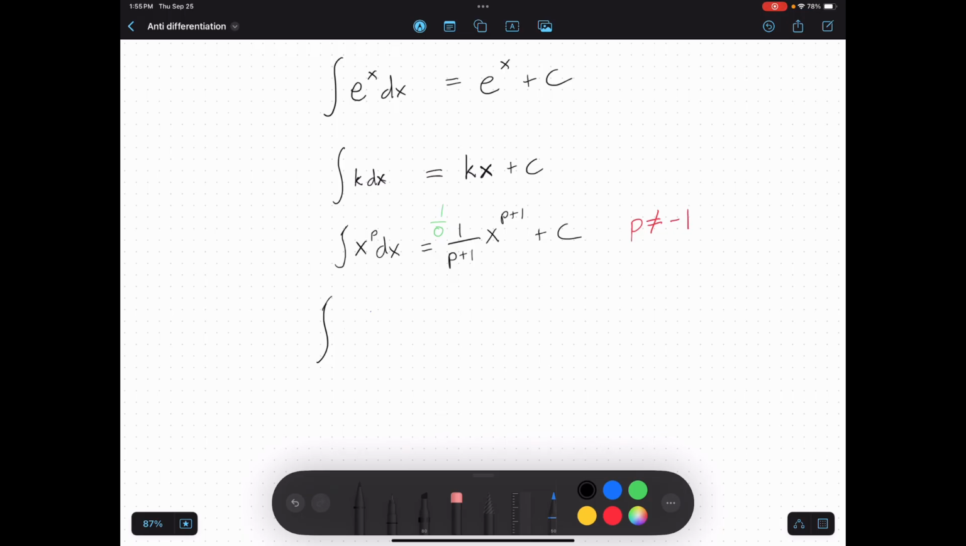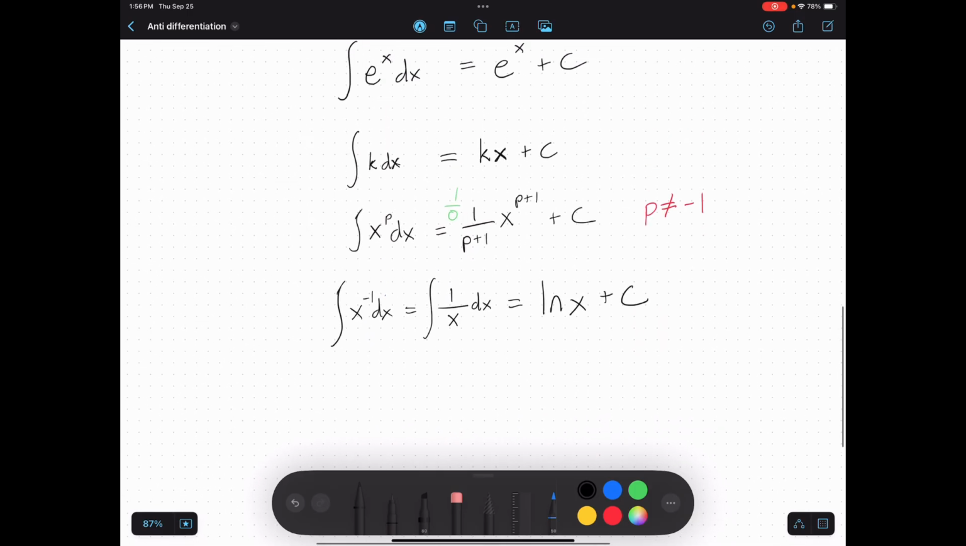What would the antiderivative of x to the -1 be? Well, if we think about negative exponents, this just means you have 1 over x to the first, or 1 over x. Hopefully this looks familiar. We've seen 1 over x before, where it's the derivative of natural log of x. So if I'm asking myself what function will give me a derivative of 1 over x, the answer is natural log of x. So for this special case, where p is -1, we actually get the antiderivative of natural log of x.